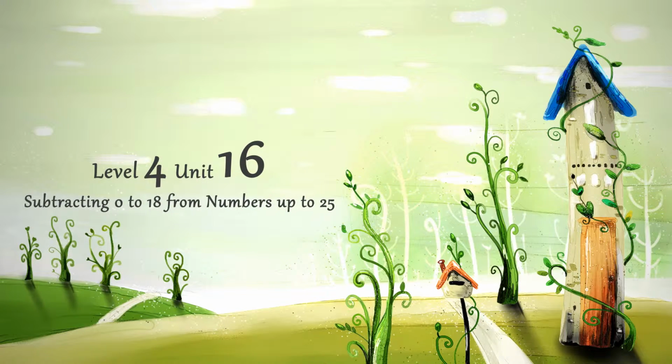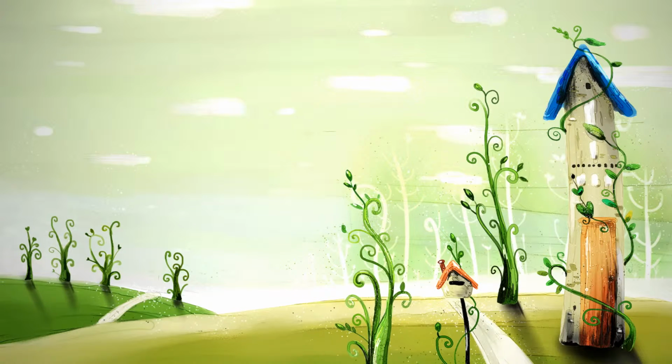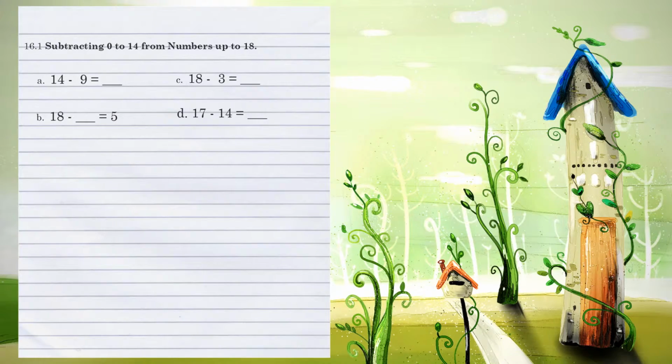Level 4, Unit 16, subtracting 0 to 18 from numbers up to 25. 16.1, subtracting 0 to 14 from numbers up to 18. Let's look at example A.